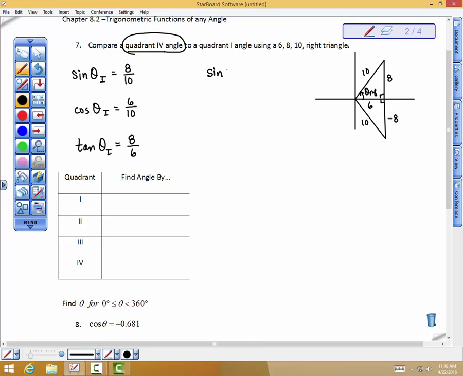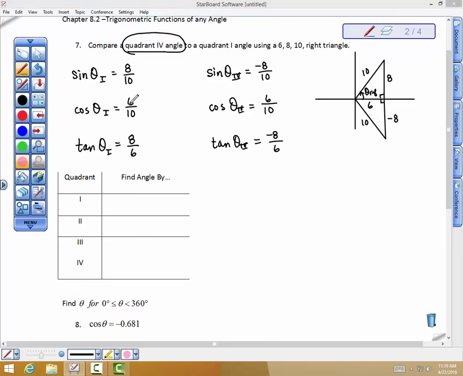Compare that now to the sine of an angle in the fourth quadrant, which is y divided by r. Well, my y value there is a -8, and my r value is 10. Cosine in the fourth quadrant is x over r, and my x value is 6, and my hypotenuse is 10. And then tangent in the fourth quadrant is y divided by x. My y value is a -8. My x value is 6. You know, again, look at these. First quadrant, everything's positive. Fourth quadrant, only cosine is positive. Sine and tangent are negative.